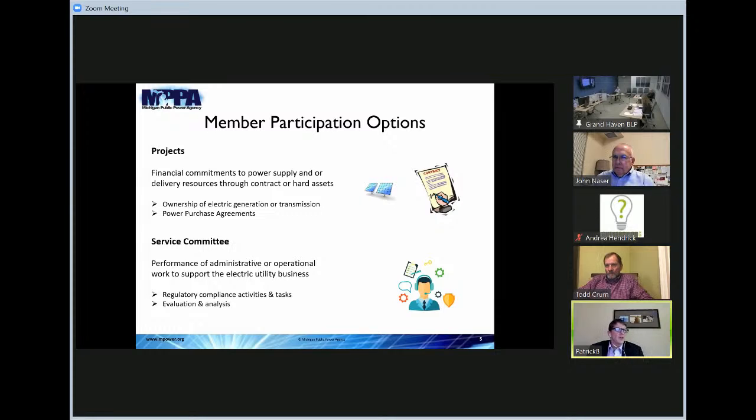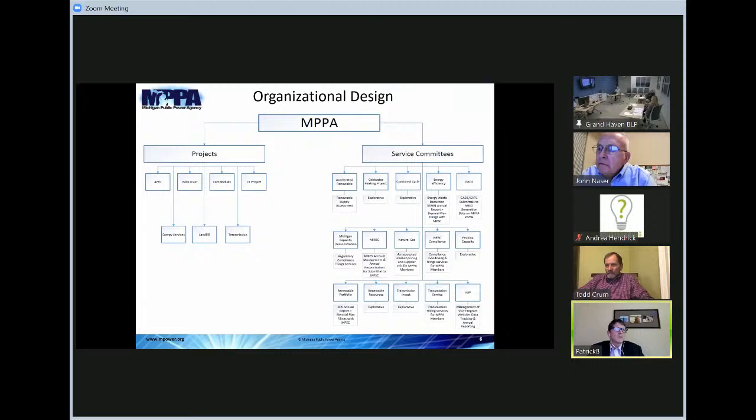So ownership of electric generation or transmission or power purchase agreements are really the core foundation and functional requirement of a project. We also have service committees, and they perform administrative or operational work to support the electric utility business. Typically, they're regulatory compliance activities and tasks, but there's also evaluation analysis. So if we're considering investing in a project, a service committee would oftentimes be formed first to do the exploratory research and analysis. Next slide.